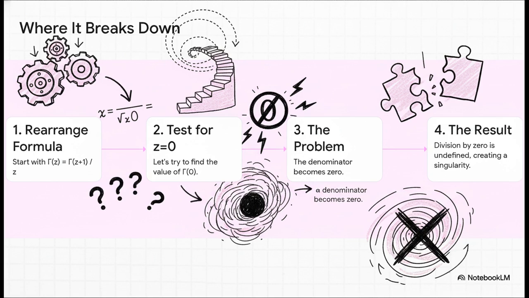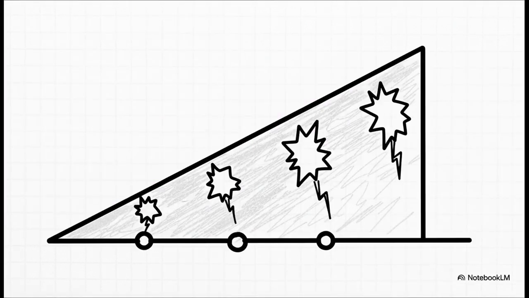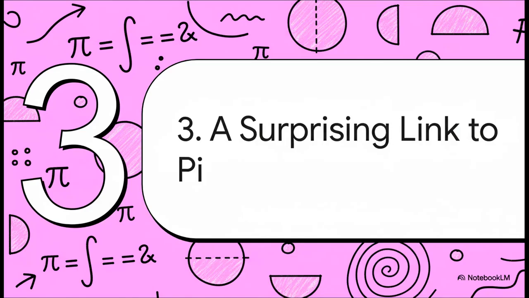The whole thing just breaks. It's undefined. And this isn't just a problem at 0. The same issue pops up again and again at all the negative whole numbers: -1, -2, -3, and on and on. We call these points the poles of the function. They're the only spots where our otherwise perfectly smooth ramp has these giant infinite breaks. Okay, so we've explored the function's power and its limits, but now we get to the really mind-blowing part, the big payoff: a truly shocking connection to one of the most famous numbers in the entire world, pi.